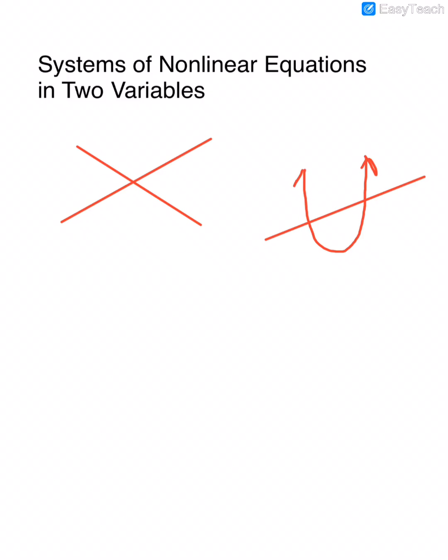But in a system of nonlinear equations, say for example, if we have a line and a parabola, this would have two solutions because the two graphs are crossing each other at two different points. If we had a circle and a parabola, we could have two solutions, or we could have one solution if it looked like this. Of course, we could have no solutions if they don't cross each other.